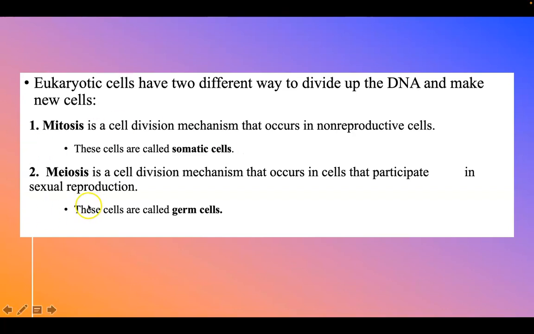In meiosis, this is where it gets way more interesting, because this cell division is the mechanism to basically further our whole species, and we need genetic variability in order to be successful organisms. So in meiosis, this is cell division that occurs in cells that participate in sexual reproduction, and we call these cells germ cells.